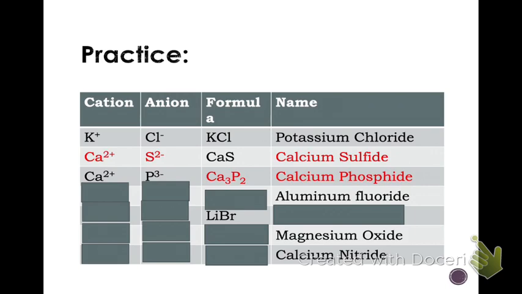Right. So the next one gives us the name. The name is aluminum fluoride. So we're going to look at our ion chart or our periodic table, and aluminum has a +3 charge. Fluoride has a -1 charge. And so then we need to think about how many of each we need for the charges to cancel, and we get AlF3.